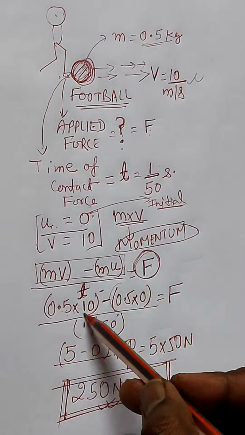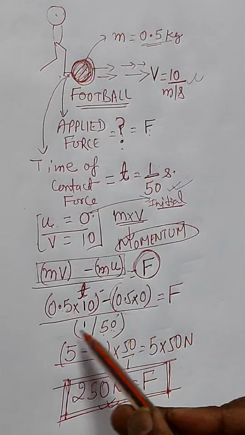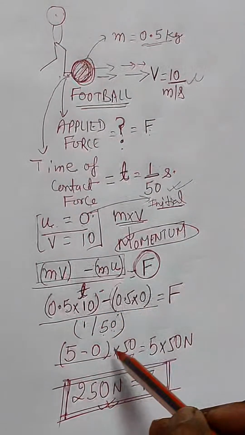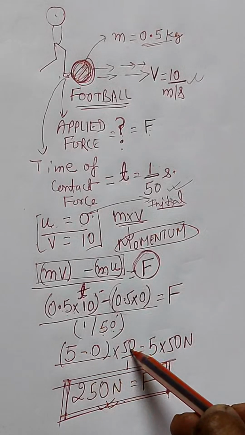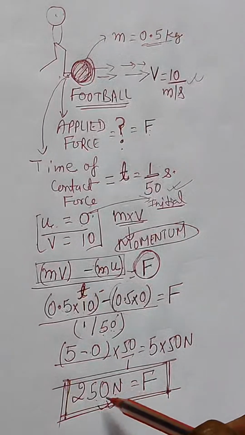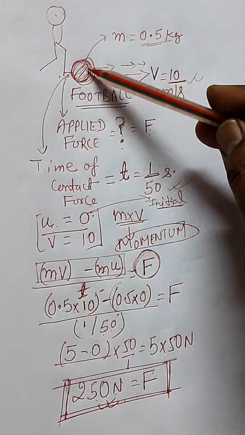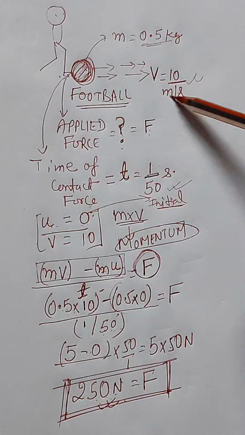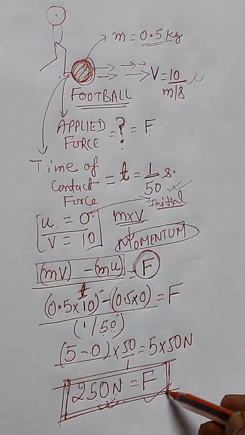Now we divide by the time, which is 1/50th of a second. This will give you 0.5 into 10, that is 5, minus 0.5 into 0, that is 5 minus 0, divided by 1/50. So 50 will come to the numerator and it will give you 5 into 50, which is equal to 250 newton. So 250 newton of force is applied by this football player on this football when, after kicking, the ball attains a velocity of 10 meter per second, right? So this question is solved. 250 Newton is our answer.